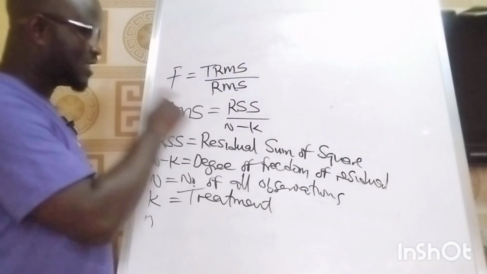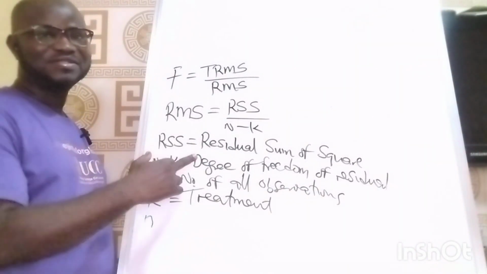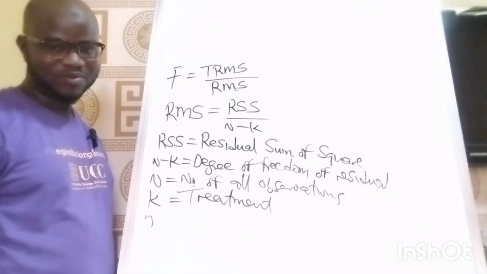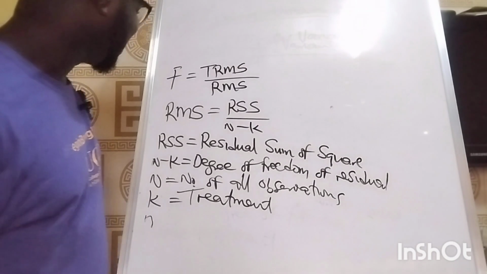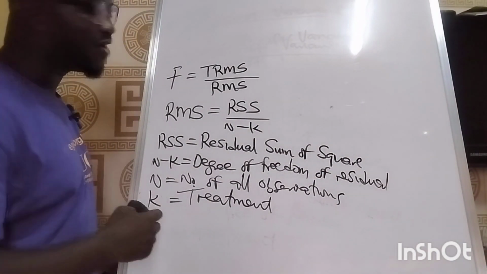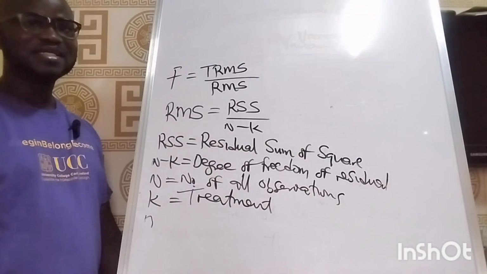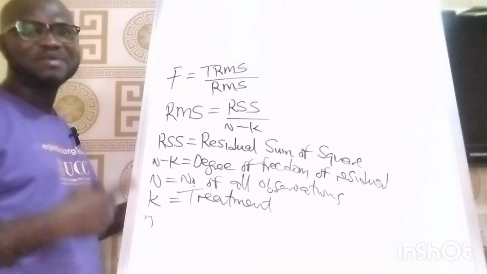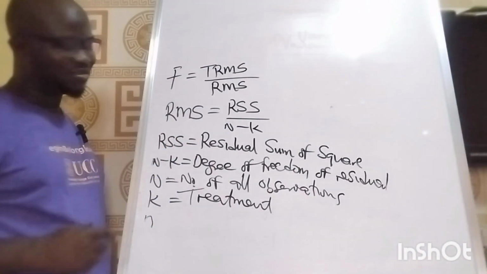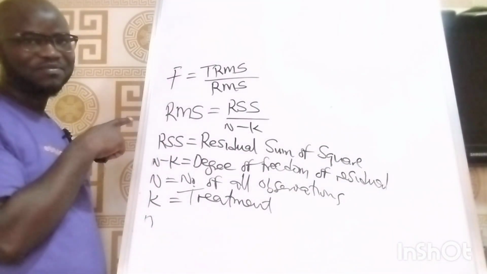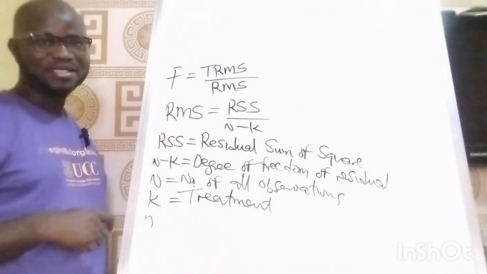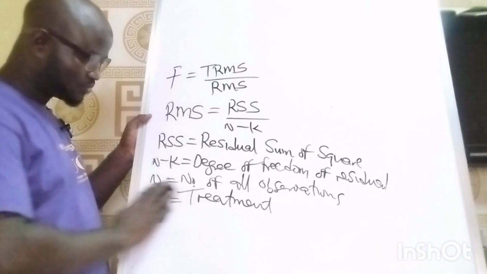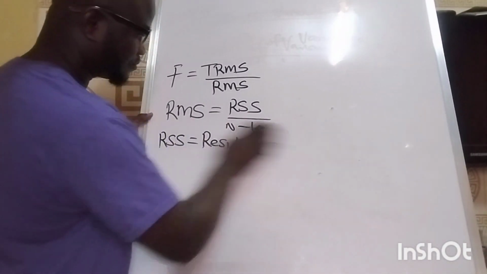So remember that n minus k is the degree of freedom for residual, while k minus 1 is the degree of freedom for what? For treatment, right? So class, we can also go further: how do we now calculate the TRSS? Remember that the TRMS is calculated as TRSS divided by k minus 1, while the RMS is calculated as RSS divided by n minus k, right? So how do we calculate TRSS now?